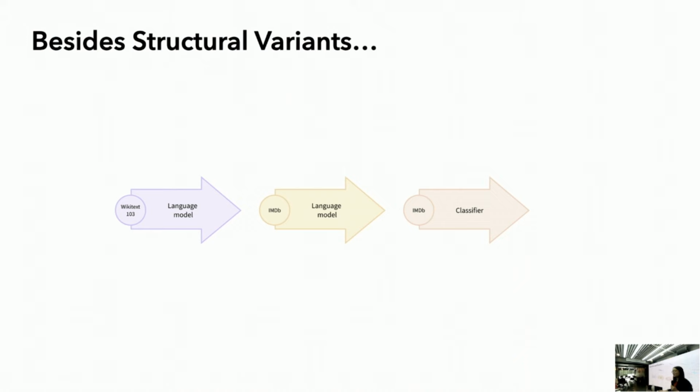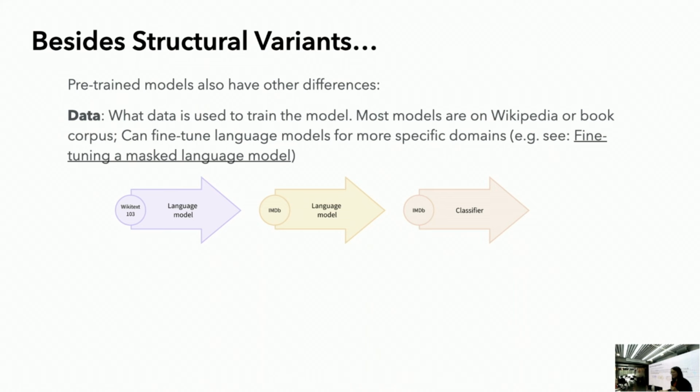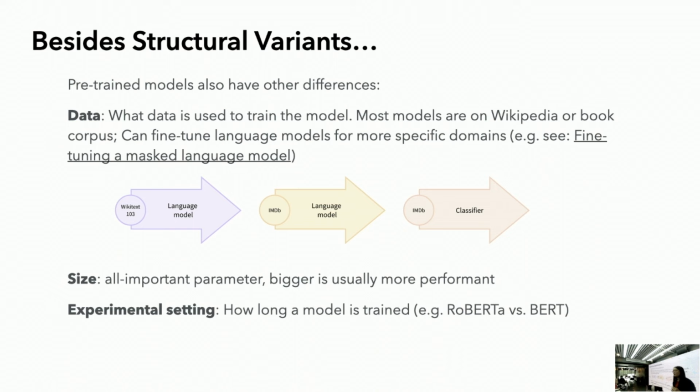In addition to pre-training model architecture, if we view a lot of the models today, they also differ in other dimensions. One of the dimensions is data: which data is used to train the model? Most models are trained on Wikipedia or book corpus, but then you can fine-tune those models for a more specific domain. Model size also differs significantly. Think about 12-layer, 24-layer, 76-layer. All of those matter.